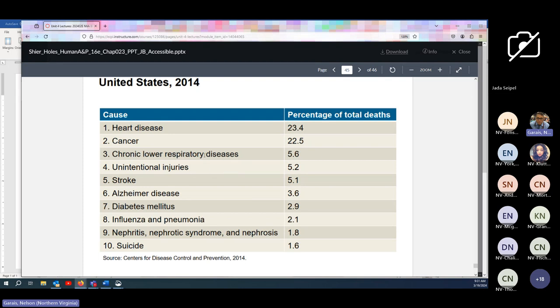Now, the function isn't to live to like 150, but the function is to live in your later years with a better quality of life. And that's what we're trying to get to our patients.